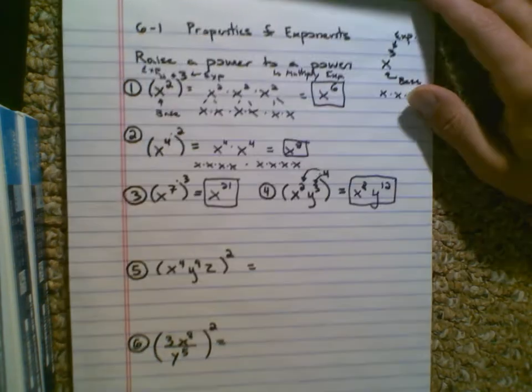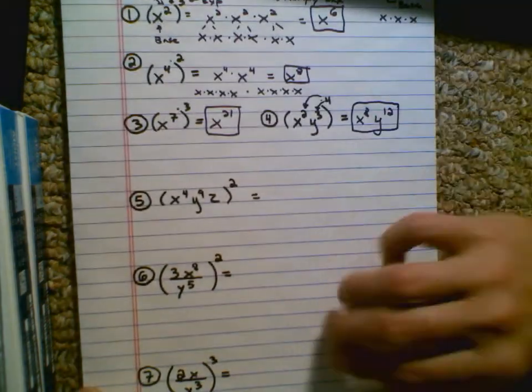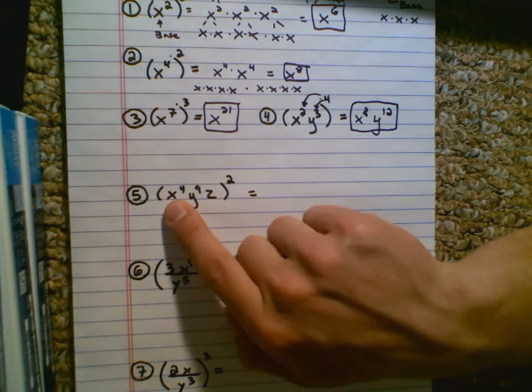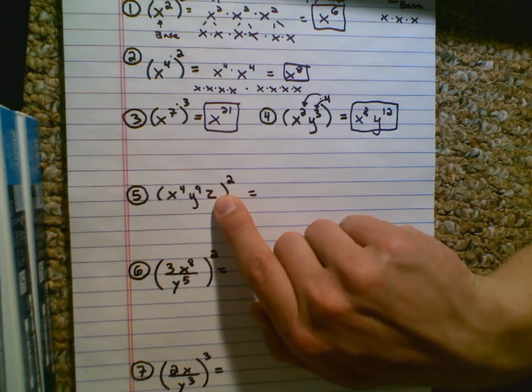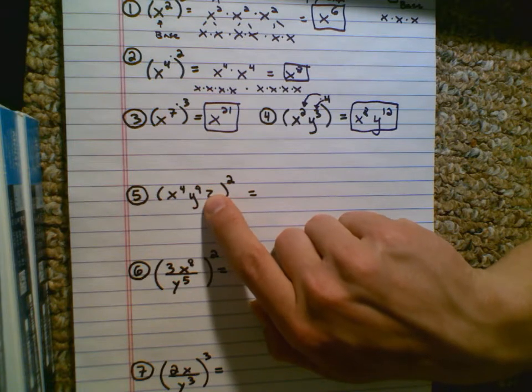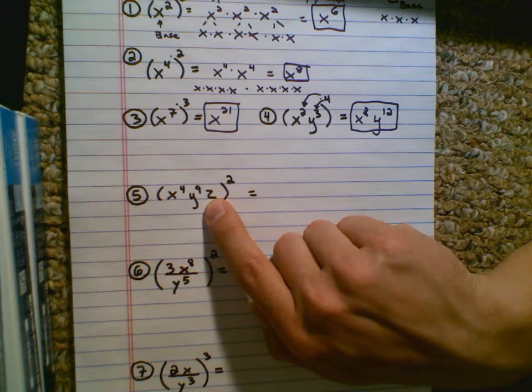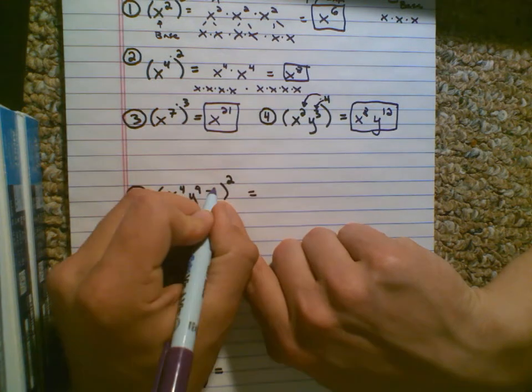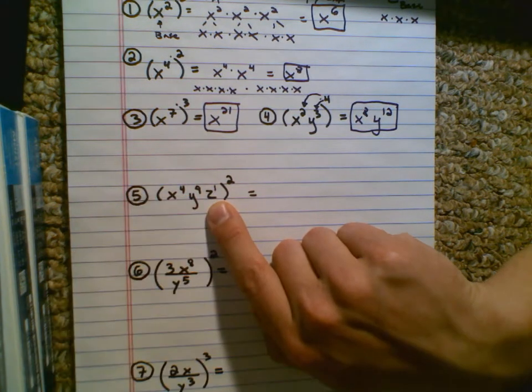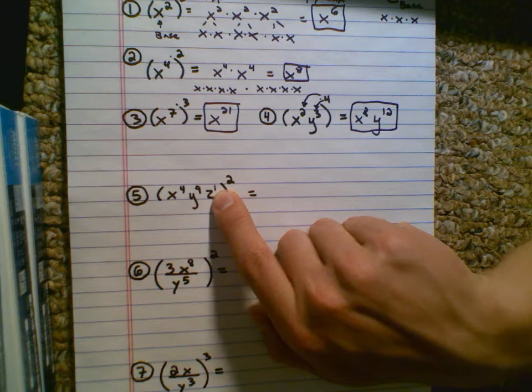All right, let's look at a few more examples here. So, looking at number 5, here I have 3 variables. I know each of them should have their own exponent. You'll notice on the z, it looks like it doesn't have its own exponent. Anytime you have a variable by itself without an exponent, that's really a 1 on it. Okay, so you can go ahead and write the 1 in.